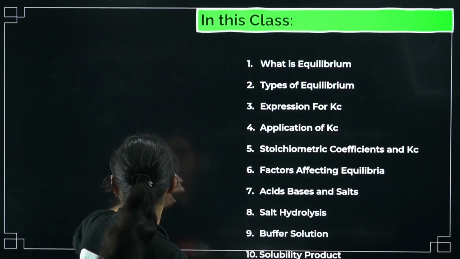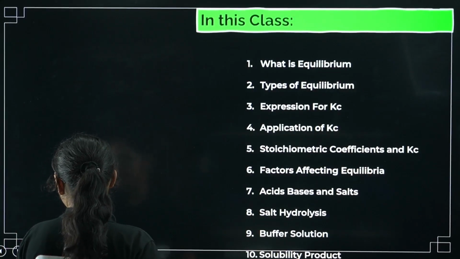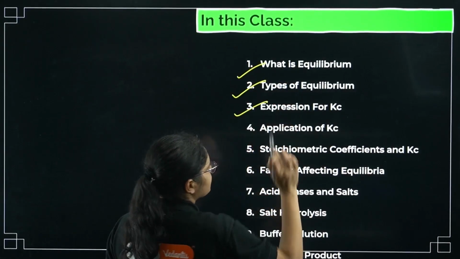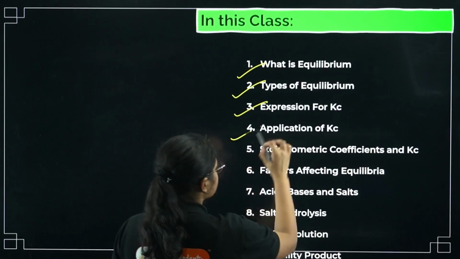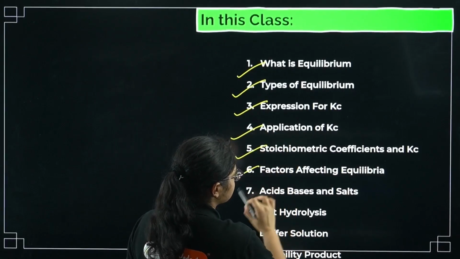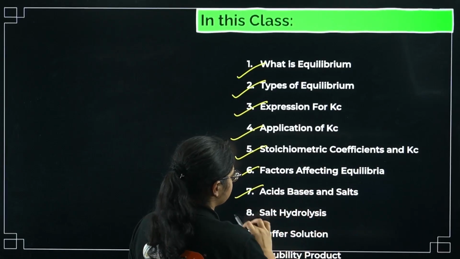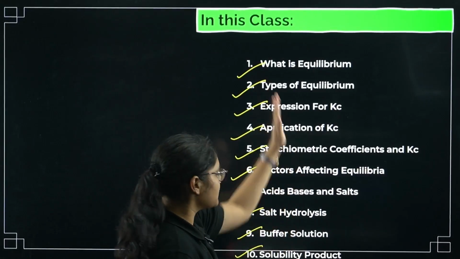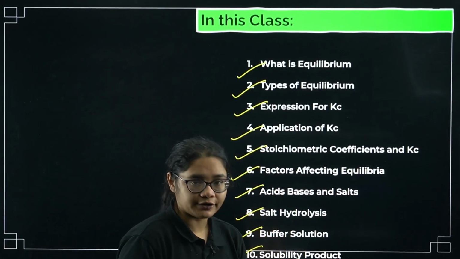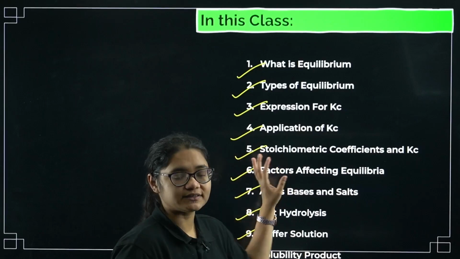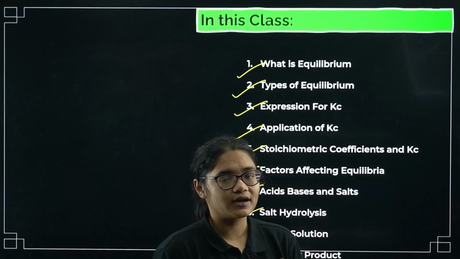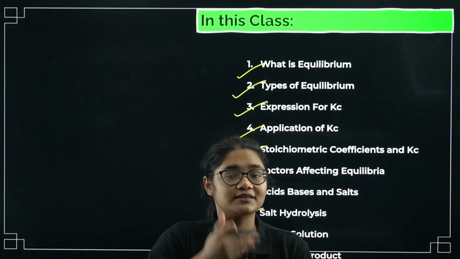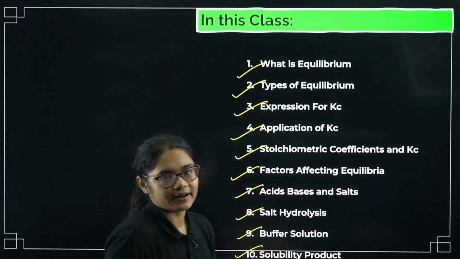In this video, what all things will we be studying? We will be studying what is equilibrium, types of equilibrium, expression for Kc. Then we have applications of Kc, stoichiometric coefficient and Kc, factors affecting equilibrium, acids, bases and salts, salt hydrolysis, buffer solution and solubility product. These are the important topics that we have to cover today. Quickly we will cover, because I told you it is a PU1 topic, not much of the content you need. I know this is a very difficult chapter, but for KCET, if we just study this chapter smartly, then we can target it.